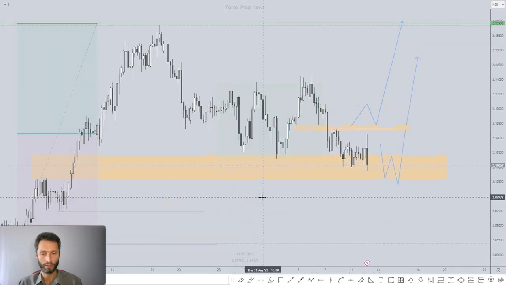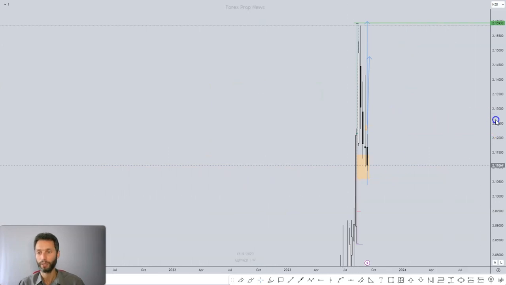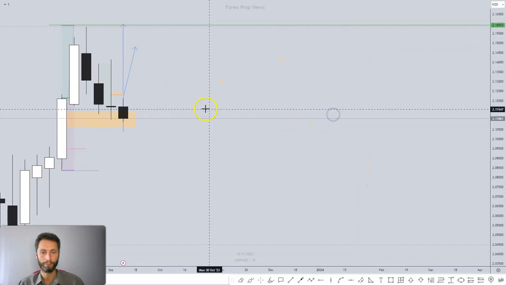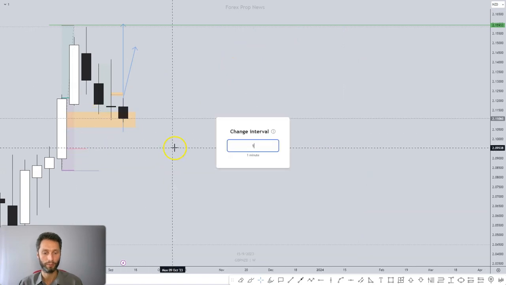Pound New Zealand, once again, have a quick look on the weekly. Here was our area that we were interested in, marked out, and the invalidation point marked out.